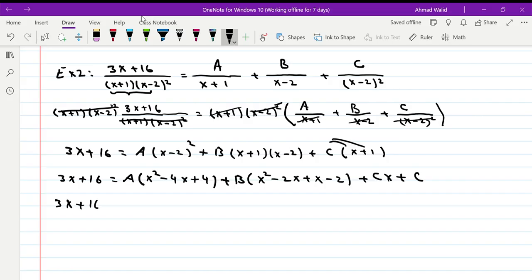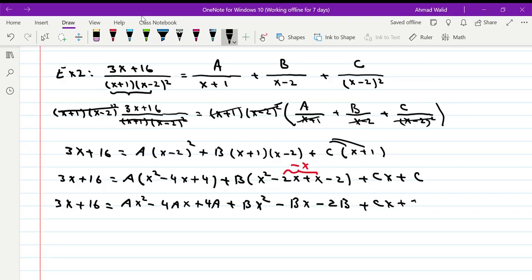3x plus 16 equals, here distribute the A. It gives you Ax squared minus 4Ax plus 4A. Here, before distributing, you can simplify these two terms, right? Negative 2x and x gives you negative x, right? Now distribute the B. Plus Bx squared minus Bx minus 2B plus Cx plus C.